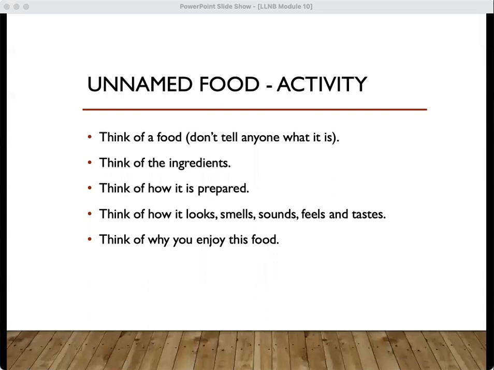Next, ask your learner to write the word prepared somewhere on the page and circle it. Ask them to think about the steps they need to take in order to prepare the food. Are things chopped, mashed, sliced, shredded? Do they have to combine ingredients? Are things mixed together or assembled?